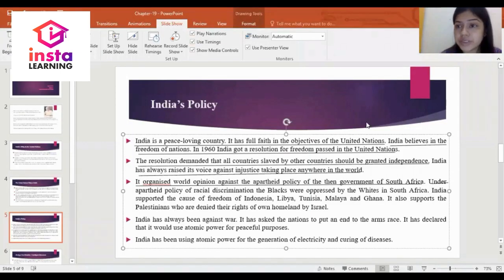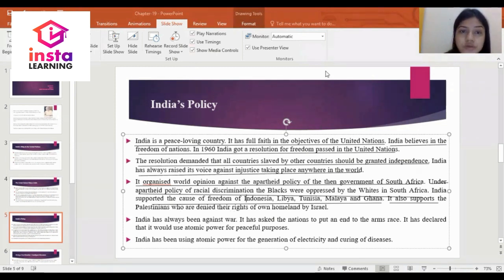Under the apartheid policy of racial discrimination, the blacks were opposed by the whites in South Africa. India supported the cause of freedom of Indonesia, Libya, Tunisia, Malaya and Ghana. It also supports the many other countries who are denied their rights to their own homelands by Israel.